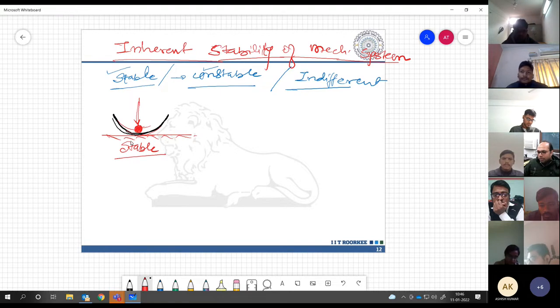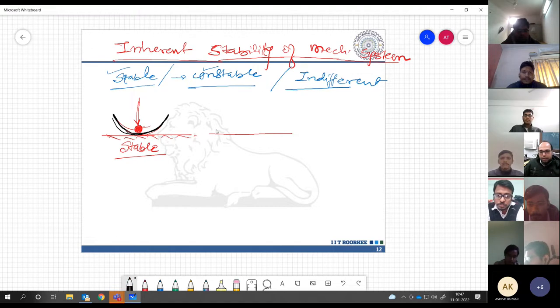That's what Ajay has said. If we apply any disturbance on this system, the system restores its original value or original state. Correct? Yes, sir.